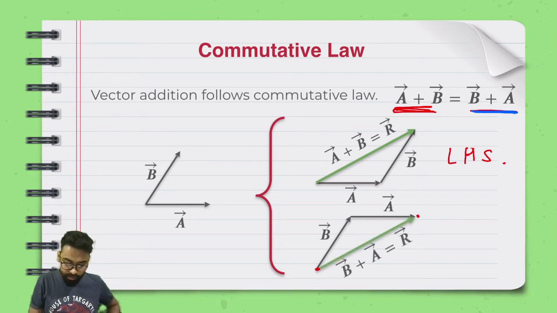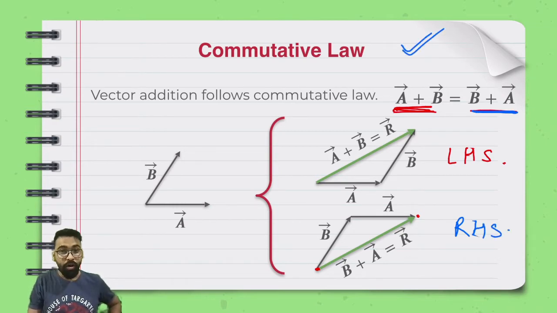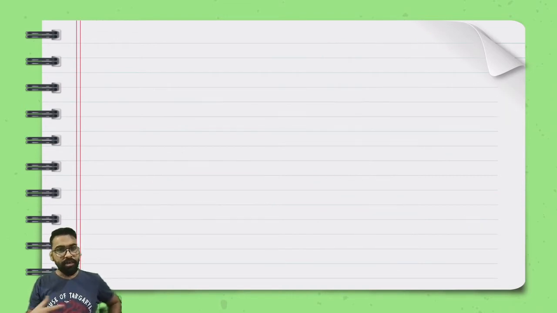Guess what? If you see, this vector and this vector are the same things because we remember vectors are free vectors, and if you just slide it over here, I think you'll find it to be the same. So RHS and LHS are same. This means commutative law holds for vector addition, right? This was an easy one. Associative law is something that is a little difficult to do, so let's try to do this as well.